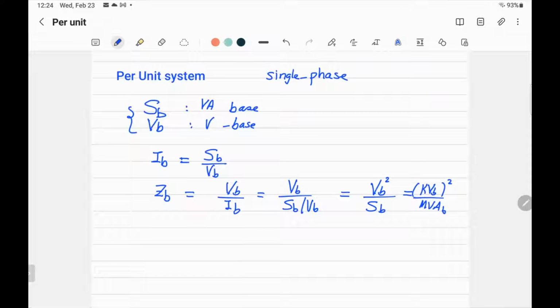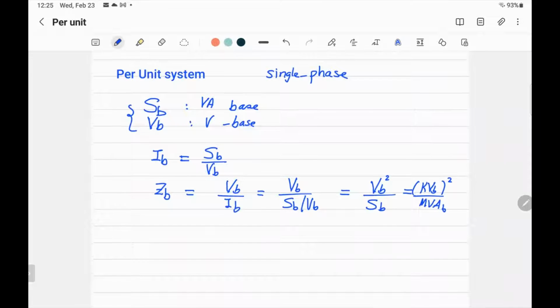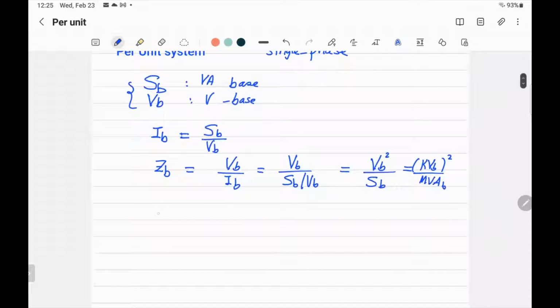How do you calculate the per unit value? For example, how do you calculate the current or the voltage? The voltage per unit, you write like that, is equal to the actual voltage. That's the actual value divided by the base value. You get it in per unit.